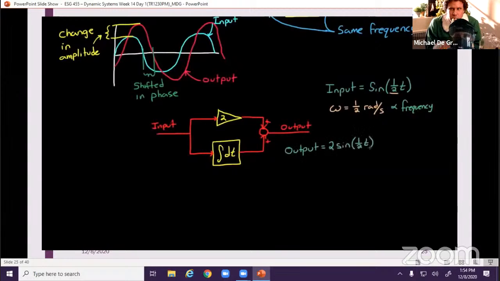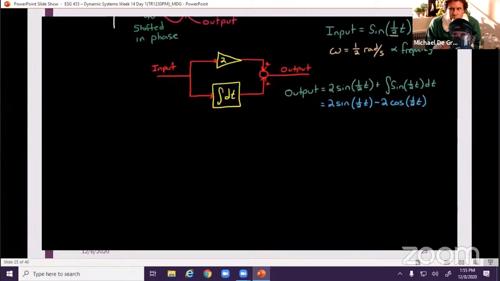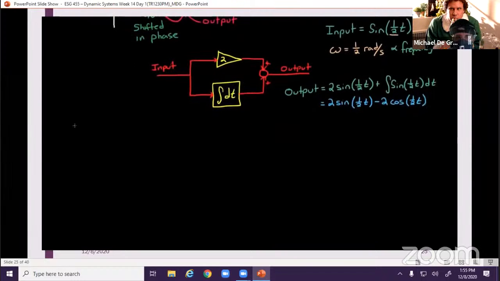The output would then be the upper path, which is a gain of 2 times the input, plus the integral of the input with respect to time. We can simplify this further by just taking the integral in the second half of the equation. Now, in order to interpret this from here, we're going to need some help from some trig identities. I didn't remember this; I had to actually go look this up.